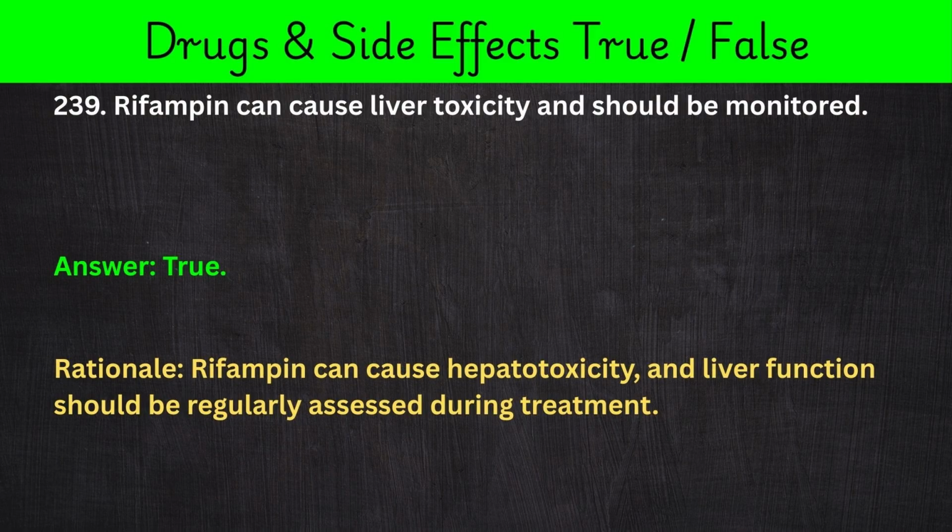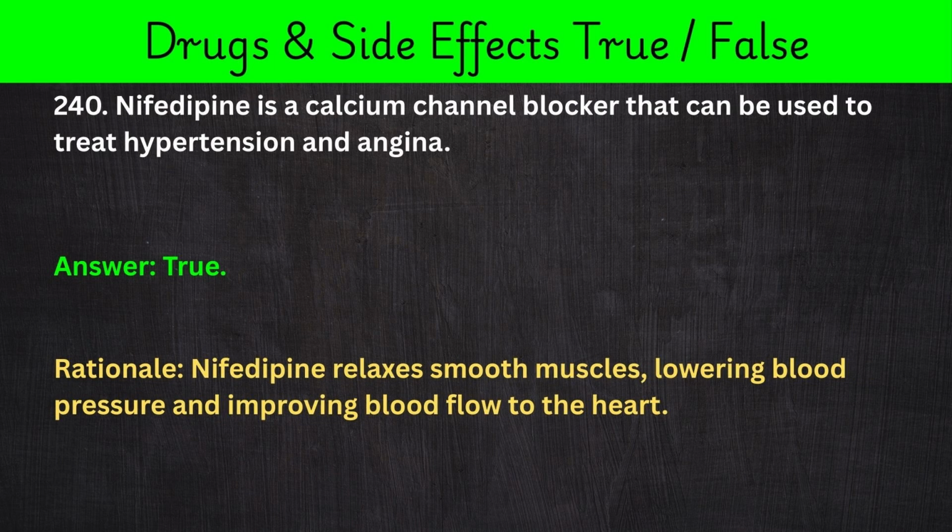239. Rifampin can cause liver toxicity and should be monitored. Answer: true. Rationale: rifampin can cause hepatotoxicity and liver function should be regularly assessed during treatment. 240. Nifedipine is a calcium channel blocker that can be used to treat hypertension and angina. Answer: true. Rationale: nifedipine relaxes smooth muscles, lowering blood pressure and improving blood flow to the heart.